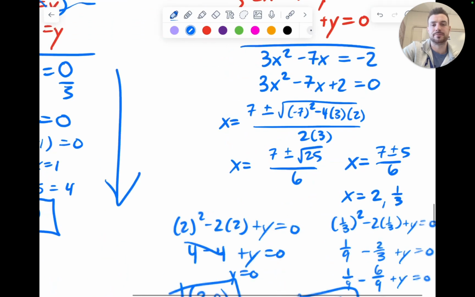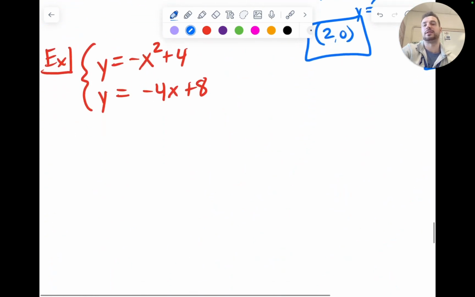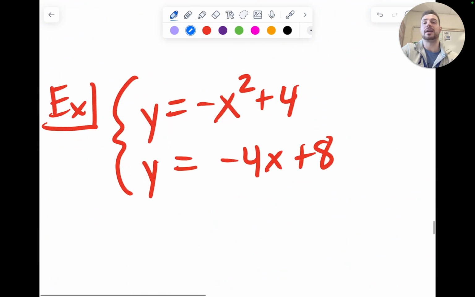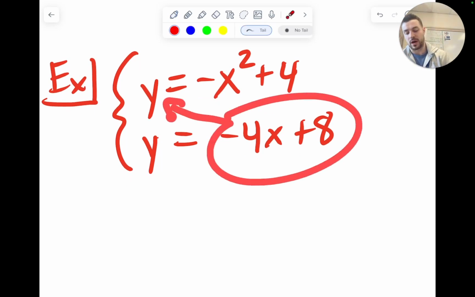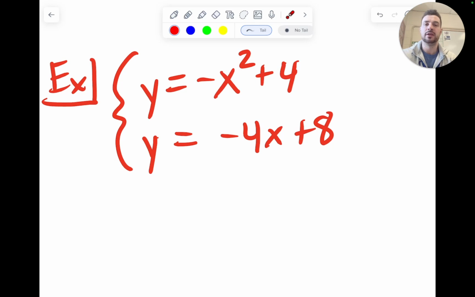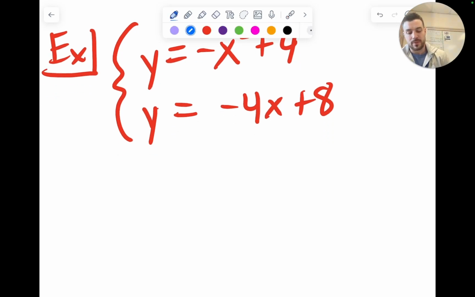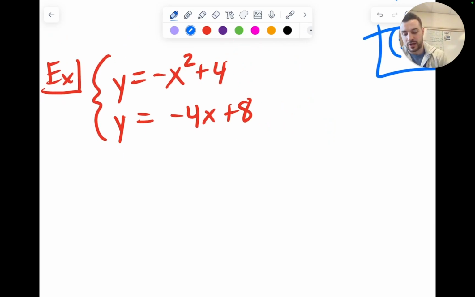All right. We've got one more example we're going to take a look at, and it is y equals negative x squared plus 4, y equals negative 4x plus 8. So this one's a little bit different. I would probably use substitution here because we can just take what y is equal to and plug right in. However, I want to show you how we could use elimination for it as well. What I'm going to have to do is reorganize these a little bit.